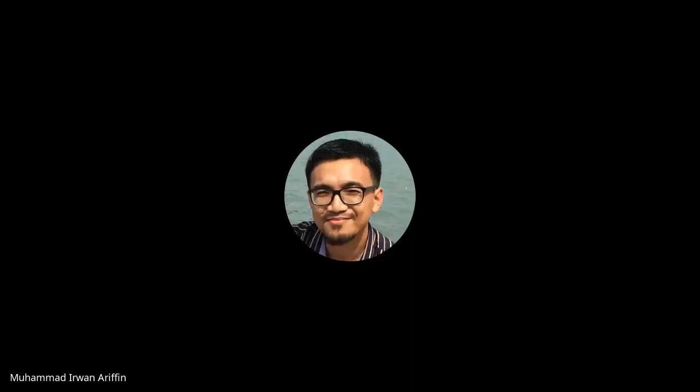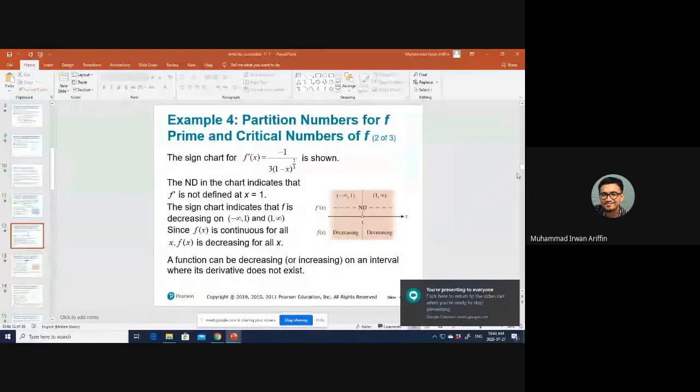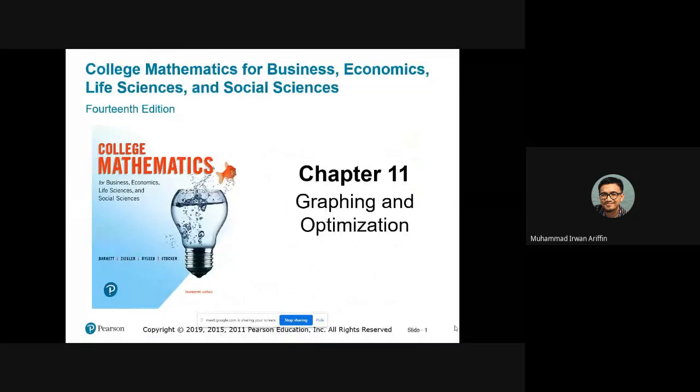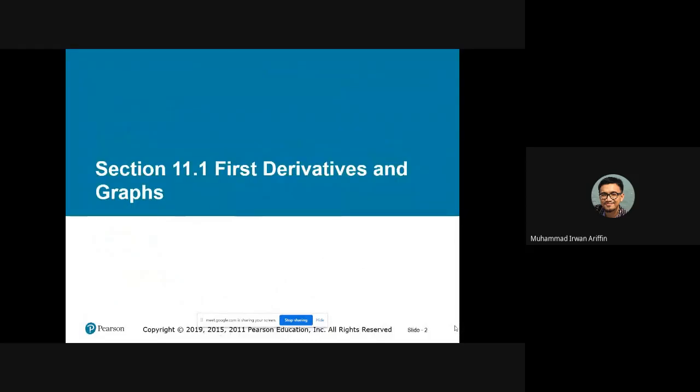So let me just open the slides for everyone's view. So this is basically a continuation on the derivative, where we will look into the application, into the usefulness of first derivatives, and in particular with regard to their relationship with graphs.